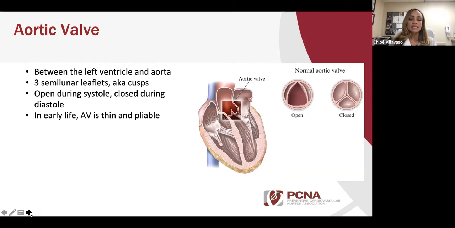During systole, the aortic valve opens to allow oxygenated blood to flow from the left ventricle into the aorta and then out to the body. During diastole, the aortic valve closes to allow for ventricular filling. In early life, the aortic valve is very thin and pliable. To the right of this slide, you can see what a normal aortic valve looks like, and then a closed aortic valve that is not allowing any backflow of blood.